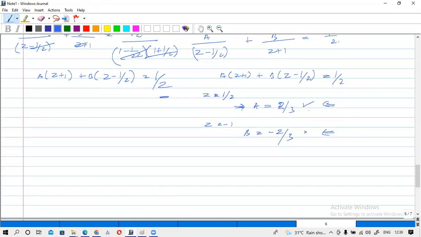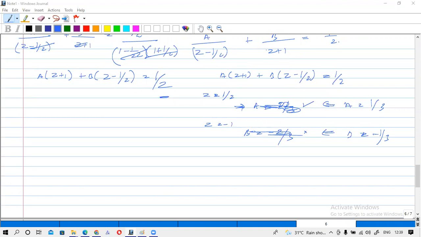This will be half. So A is equal to 1 by 3 and B is equal to -1 by 3, because this 2 and this 2 will cancel out. No, correct? Okay, so I think it is okay.